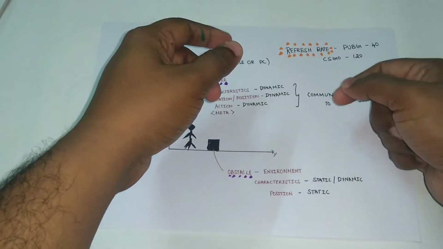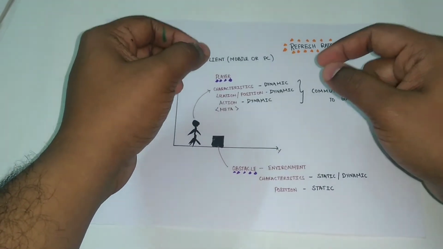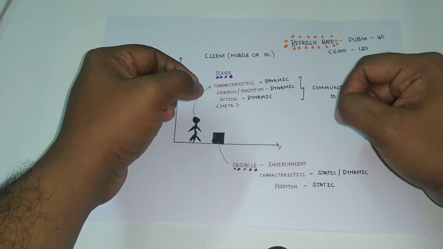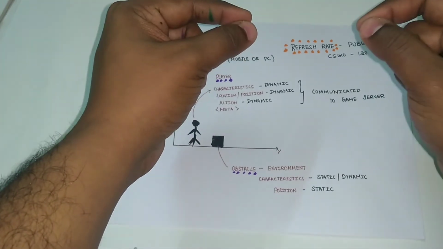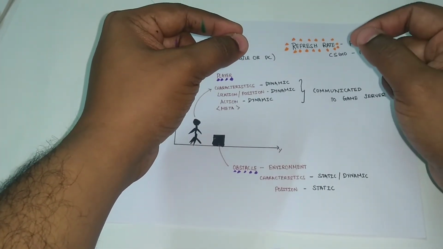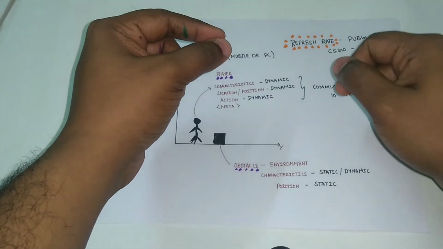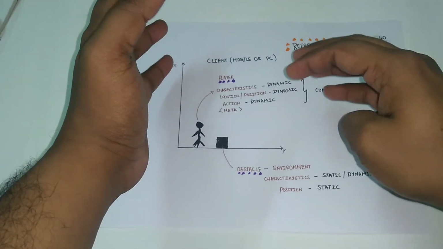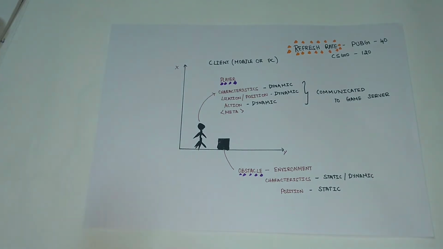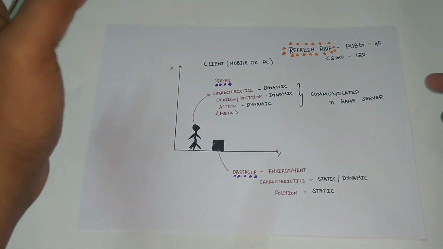For example, if there are two players A and B, the server will collect data from both players A and B, and it will transmit the location position of A to B and B to A, so that they will be visible in the map when they are playing the game. So this is what happens behind the scenes while playing PUBG.